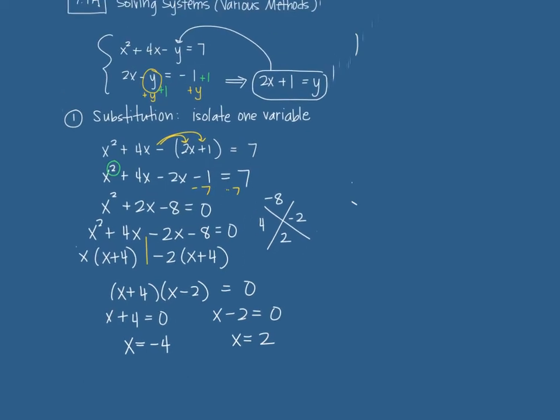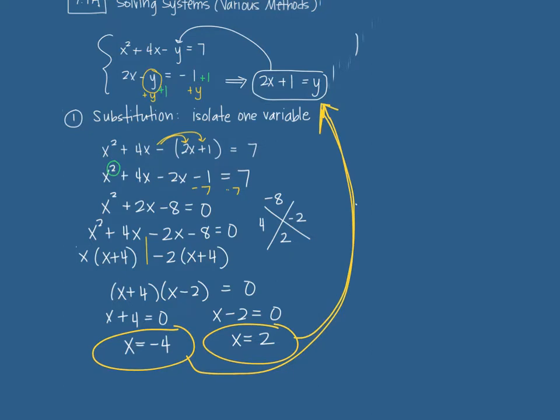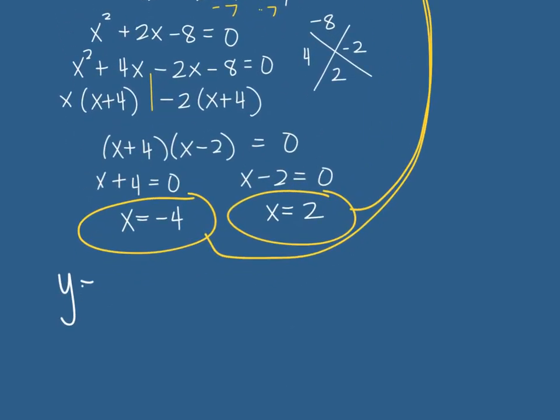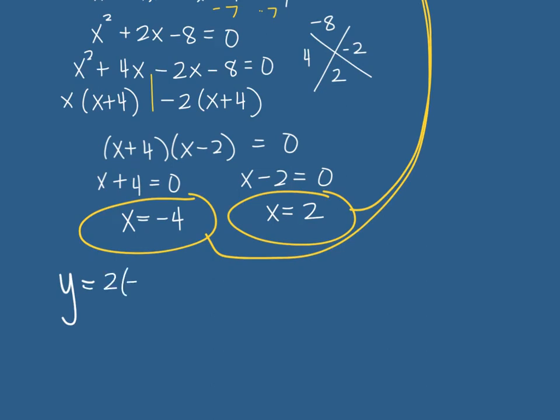So that means this system, these two equations, had two x values in common. They also have two y values in common. So what you're going to do with each of these x's is take each one of them and plug it back in to the original variable that you isolated. And you're going to do that twice, because you need to find the y value that goes with each x value. So this would be y equal to, now isolated was 2x plus 1, so this would be 2 times negative 4 plus 1. So y is equal to negative 8 plus 1, which means y is equal to negative 7.